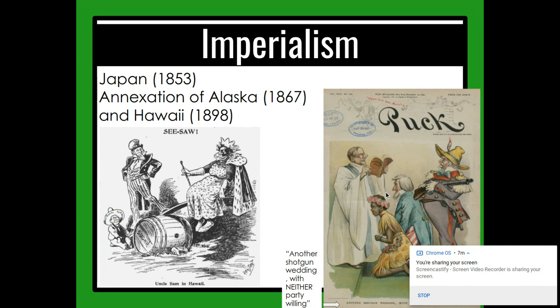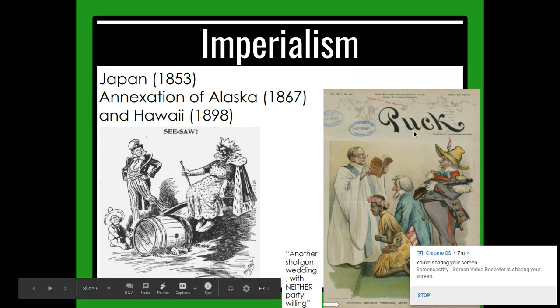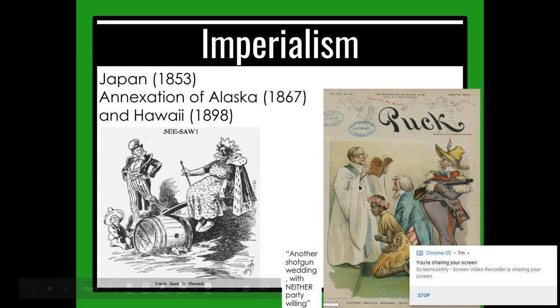In this cartoon, it's from a political satire magazine, Puck. It says, "Another shotgun wedding with neither party willing." That's what it says down here. And you can see that Uncle Sam is getting married to Hawaii. Neither one of them are willing. William McKinley is the pastor, and he is reading a book about manifest destiny as opposed to the Bible, marrying them together.